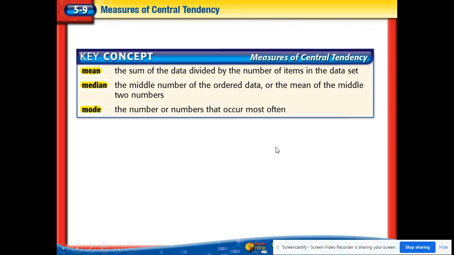All right, here's our key concept. Mean, a lot of times known as the average, is the sum of the data divided by the number of items in that data set. So you add them all up and then divide by how many there are. Median is the middle number of the ordered data. That means you must put them in order from least to greatest. If the middle is two numbers, then we have to find the average of those two, or the mean of those two. And mode is the number that occurs most often. The thing with mode is it can have two separate answers, or three or four, depending upon if those numbers are repeated the most above anything else.